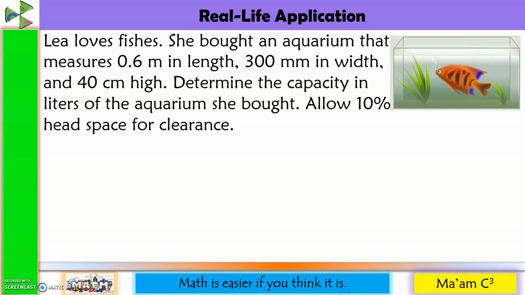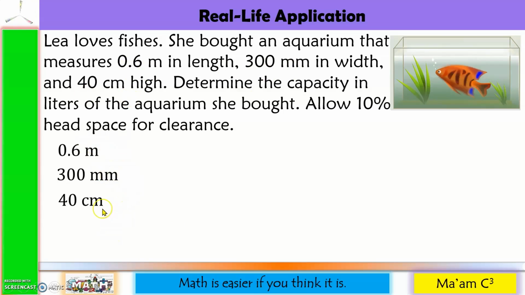One more. Leia loves fishes. She bought an aquarium that measures 0.6 meter in length, 300 millimeters in width, and 40 centimeters high. Determine the capacity in liters of the aquarium she bought. Allow 10% head space for clearance. So we are given 3 measurements here. We have 0.6 meters, 300 millimeters, and 40 centimeters.